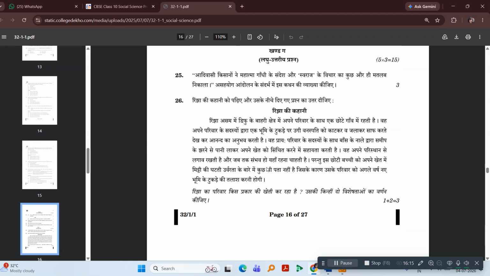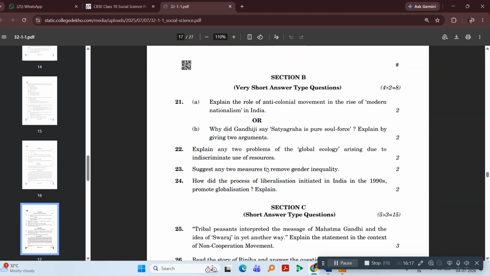Now let's move on to section B. Section B comprises of 5 questions. Questions from 21 to 24 are there in section B. These are very short type answer questions. Each question carries 2 marks. Okay, shall we move on to the second question? There are 4 questions and just write 2 points. 2 points are enough, not more than that.